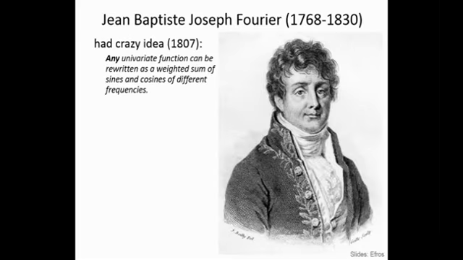The Fourier transform goes back to Fourier, who had this idea in 1807. The idea was that you can represent any univariate function as a weighted sum of sines and cosines of different frequencies. It's not an idea that would occur to most people. Most people probably wouldn't think of trying to create functions out of sines and cosines.